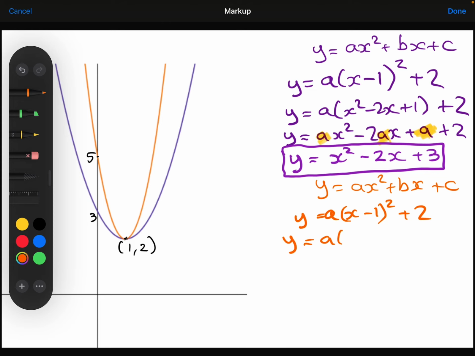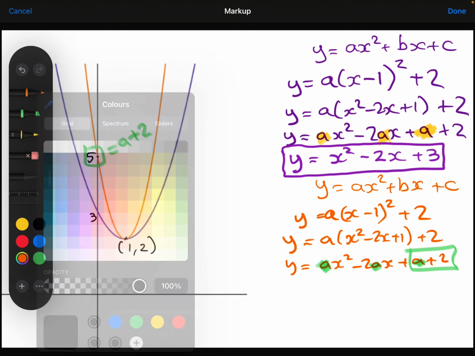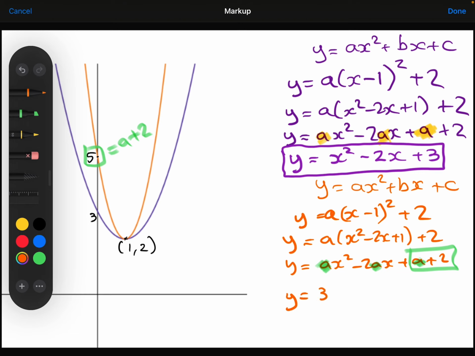But just like before, there could be a number at the front there that I need to work out. So expanding those brackets in exactly the same way as I did before. And now comparing my y-intercepts, the 5 is equal to a plus 2. So now a is 3 in this example. So I need to replace a 3 here, here, and here. So the equation of the orange line will be 3x squared minus 2 times 3x plus 3 plus 2 is 5. And so that is the equation of the orange line.